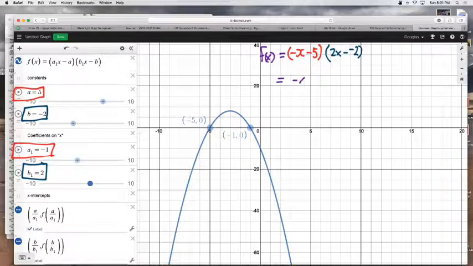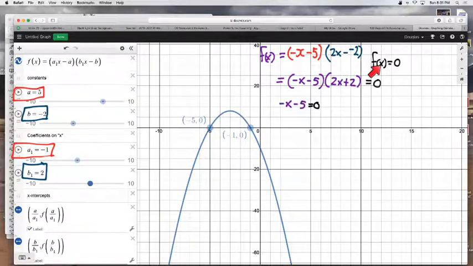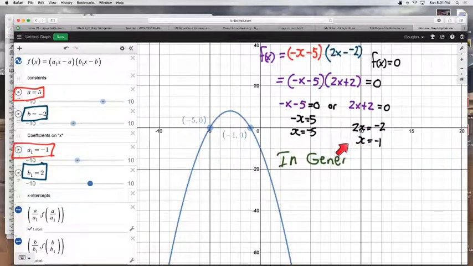We end up with a function that can be expressed in factored form. So then, from factored form, we can ascertain what the x-intercepts are supposed to be by using the zero product rule. If f of x was equal to 0, then these two factors must equal 0, and therefore one of these two must be true in order for the x-intercepts to exist.